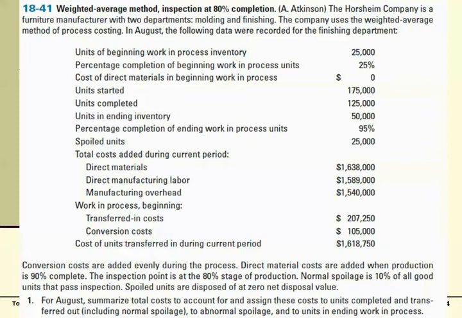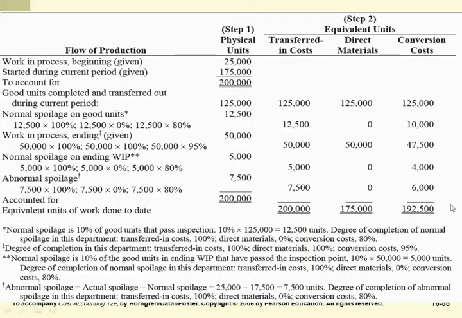Number 1, for August, summarize total costs to account for and assign these costs to units completed and transferred out, including normal spoilage, abnormal spoilage, and units in ending work in process. Step number 1, calculating physical units.